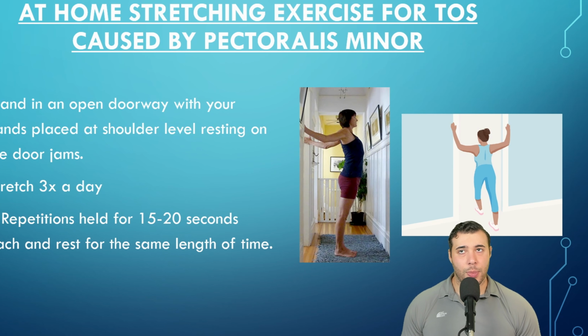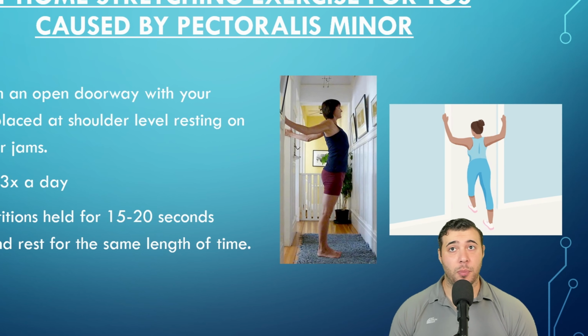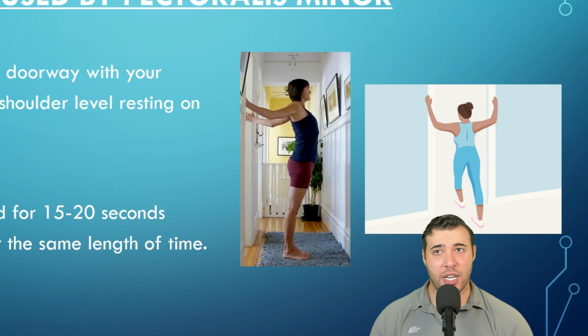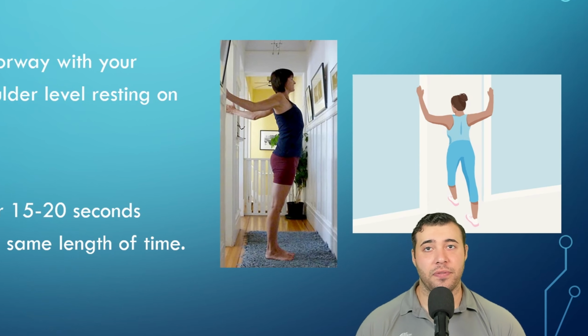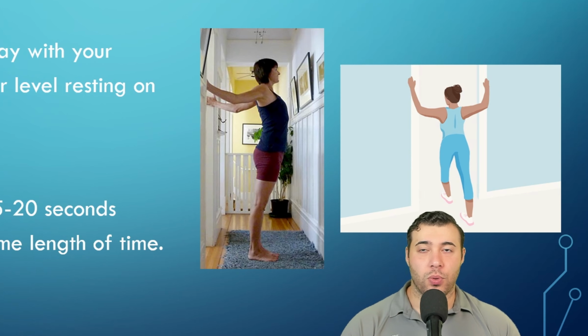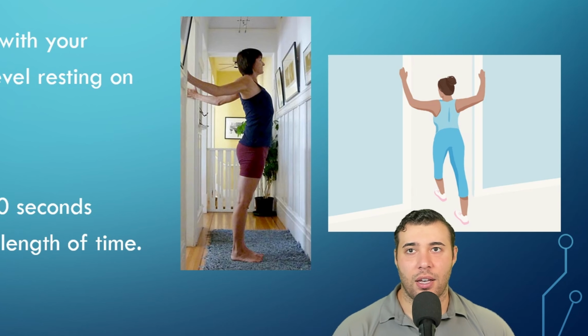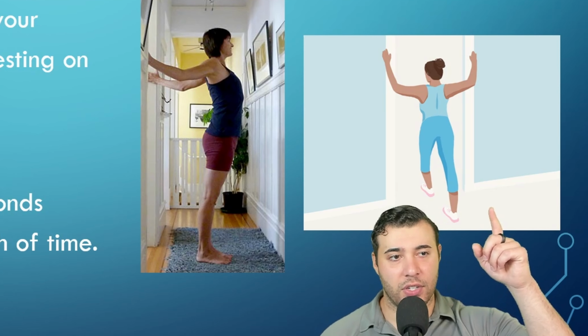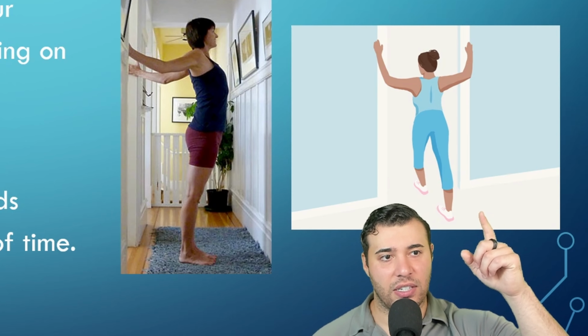They said to stand in an open doorway with your hands placed at shoulder level, resting on the door jambs, and you want to stretch around 3 times a day and do 3 repetitions held for around 15 to 20 seconds each, and do around 15 to 20 seconds of rest for that same length. I found that this one was the easiest to do.